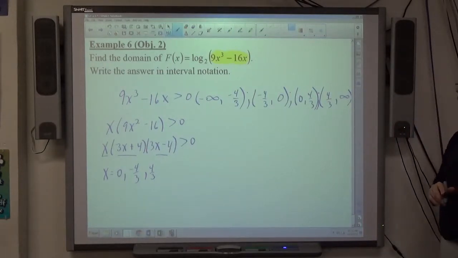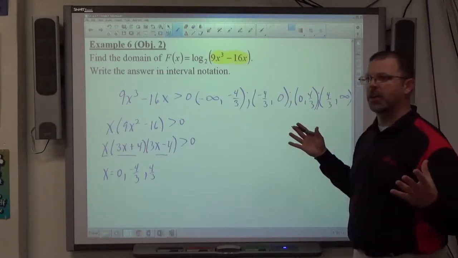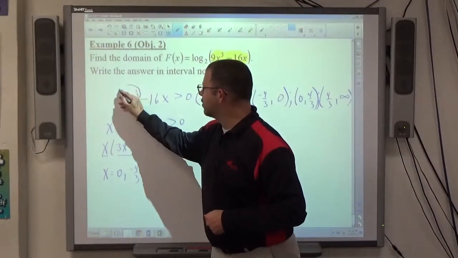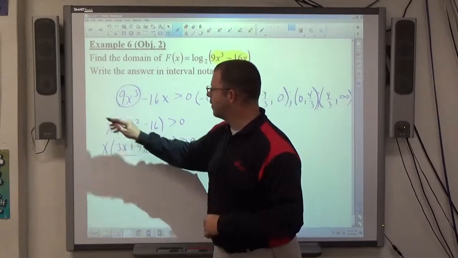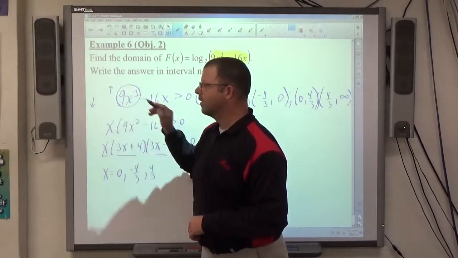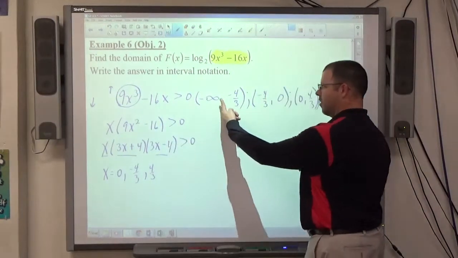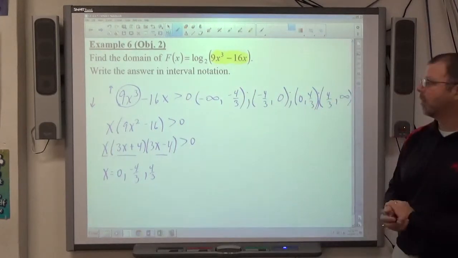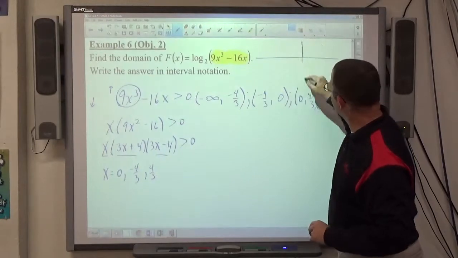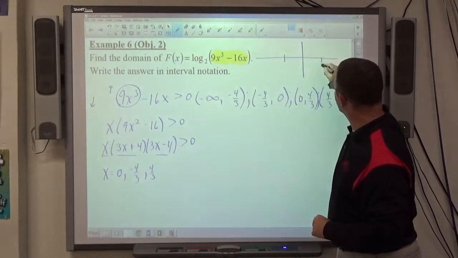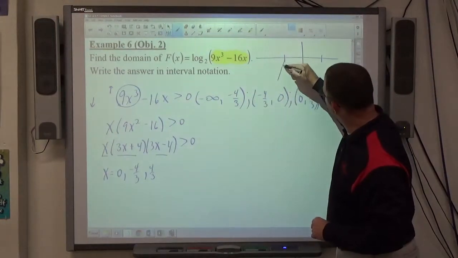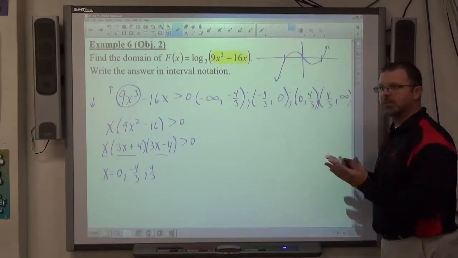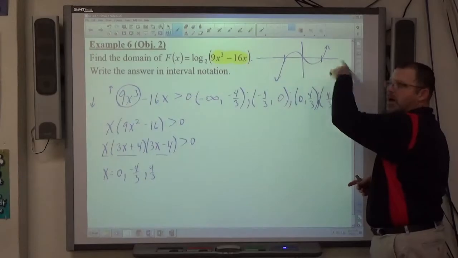If I wanted to go even further, using all the tricks of the trade that I learned in the other chapters, this first term is a positive odd-powered term, which tells me it's down, left, up, right. So it starts negative, switches to positive, switches to negative, switches to positive. I can figure that out right off the bat. So here's negative 4/3, 0, 4/3. It's down, left, up, right, so I know it's negative, positive, negative, positive.